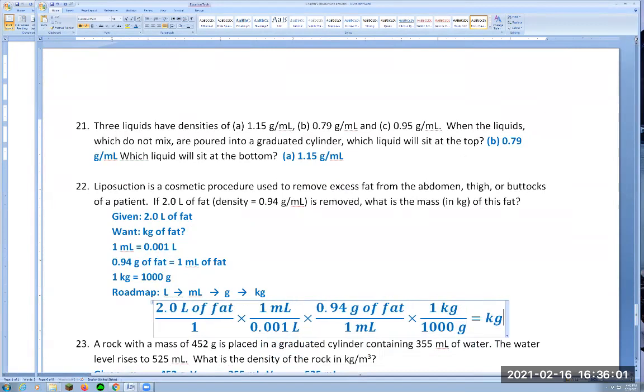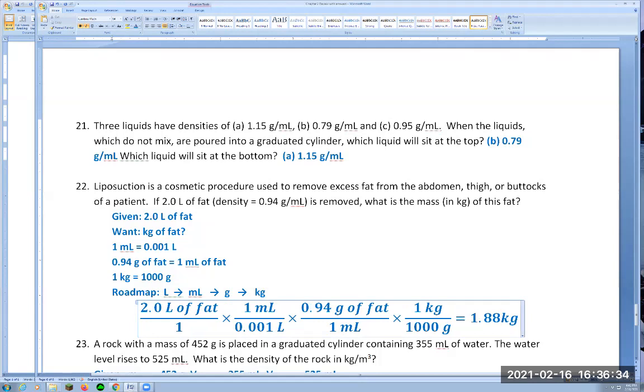So that's what we want. In the calculator, you do 2.0 times 1 milliliter times 1 times 0.94 grams times 1, and then divided by every denominator that is meaningful. So 0.001 and divided again by 1,000. Actually, these two will cancel out, and it's 1.88 kilograms. So that's the calculator answer.